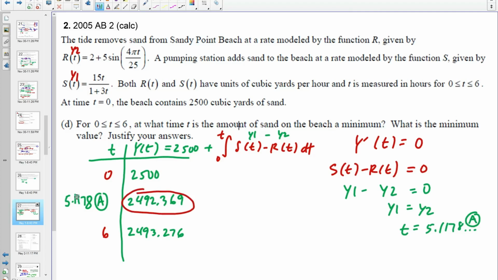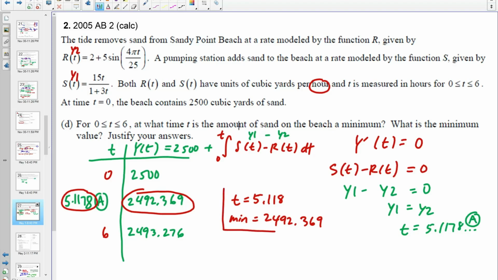And at what time does that occur? This time right here. So let me answer the question. The time that the minimum occurs is 5.118. If I wanted the time, I think it might be hours. Yeah, it's hours. But it doesn't say to tell the units, so don't tell the units. And my minimum value would be 2492.369 cubic yards of sand. All right, that's my answer.